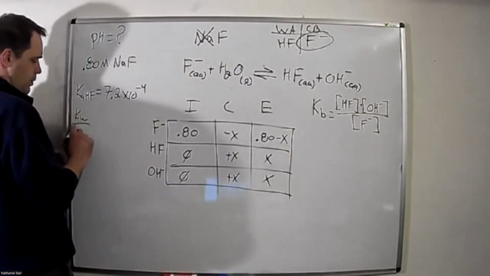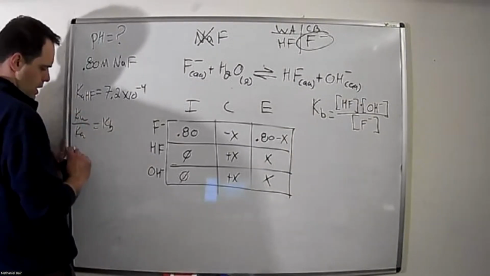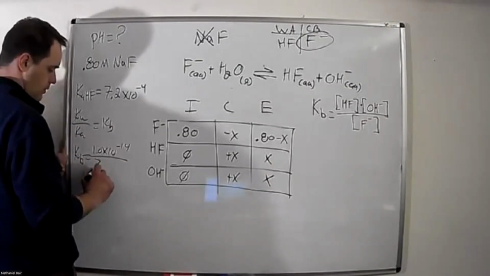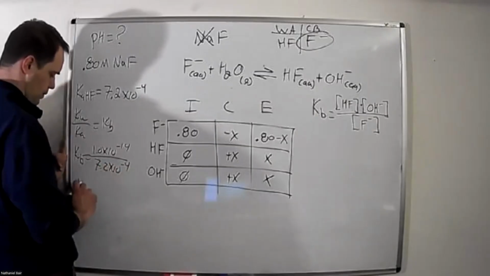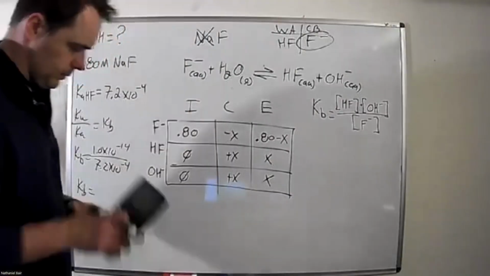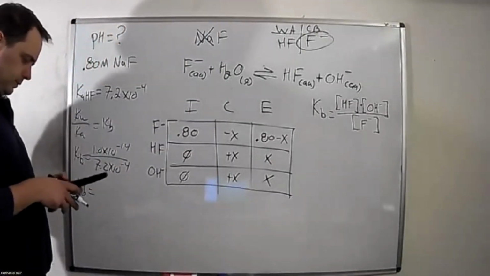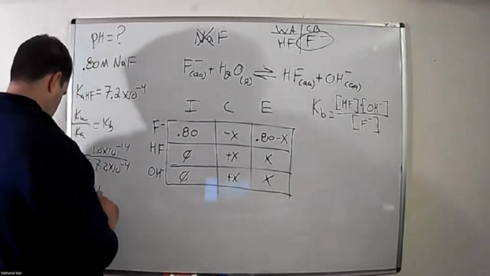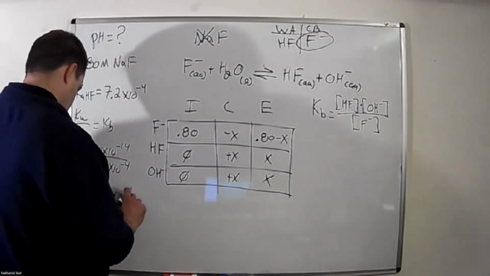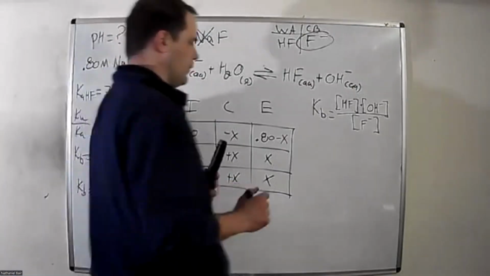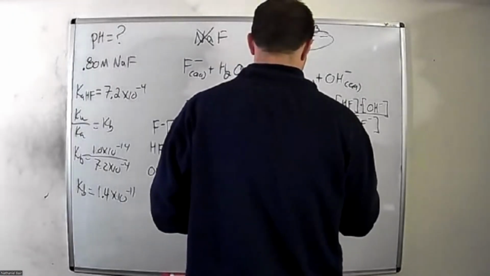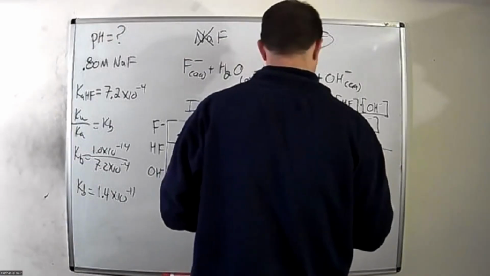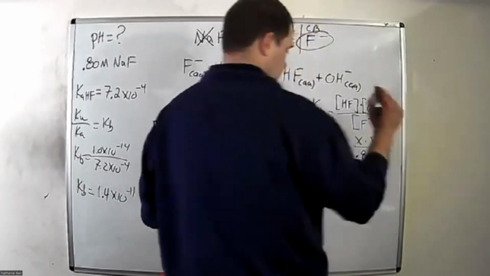So Kw divided by Ka equals Kb. So Kb is 1 times 10 to the negative 14th divided by 7.2 times 10 to the negative 4th. And we get 1.4 times 10 to the negative 11. So here we go, folks. 1.4 times 10 to the negative 11th equals x times x over 0.80 minus x.